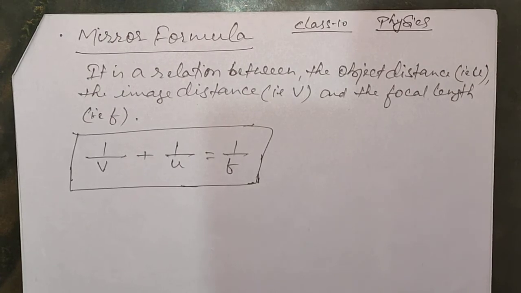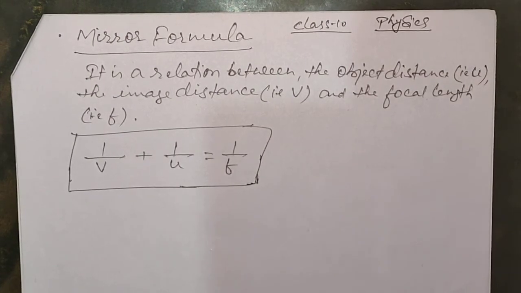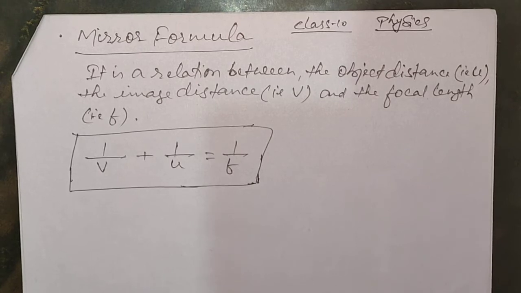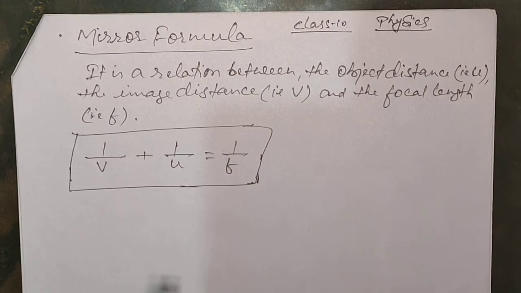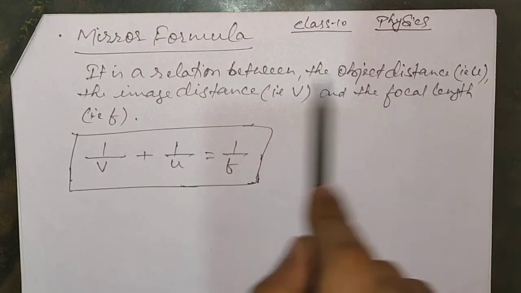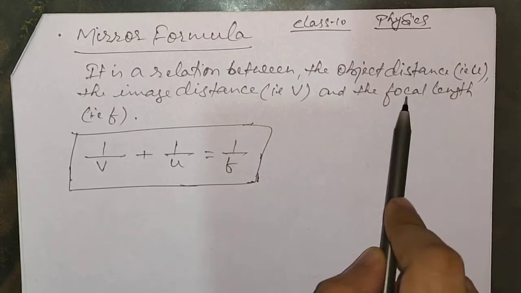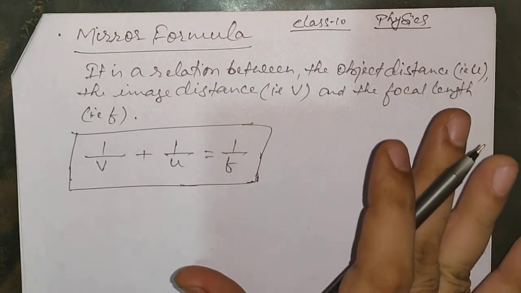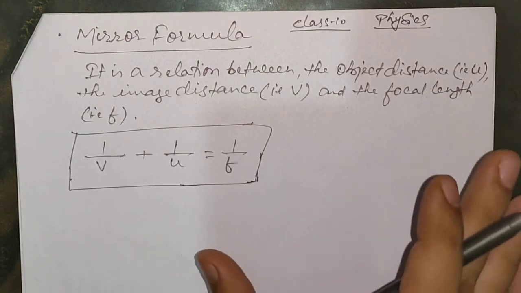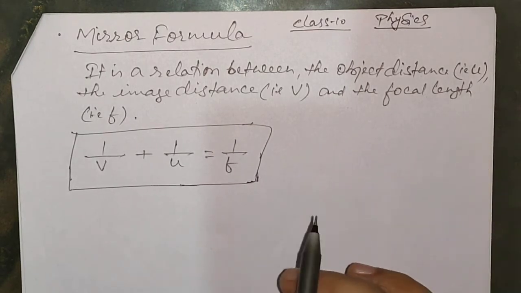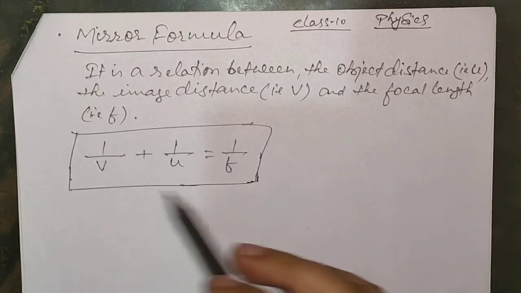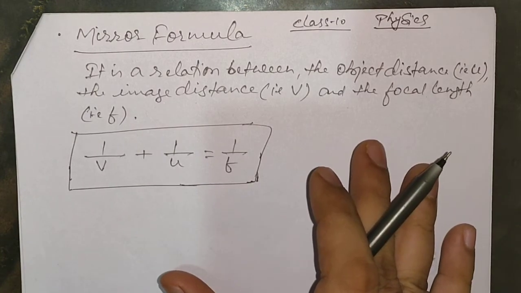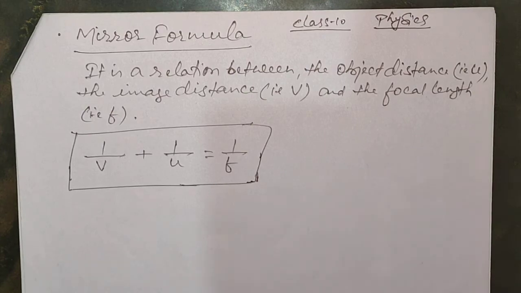Another thing is that you should understand the symbols. u stands for object distance, v stands for image distance, and f stands for focal length. You must be aware of these things, otherwise you are not going to understand anything. This is the prerequisite, that you should know these things. Now let us start our discussion.